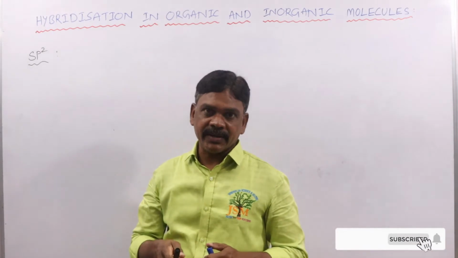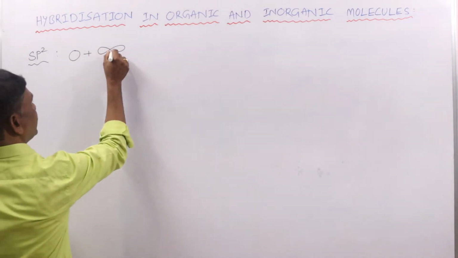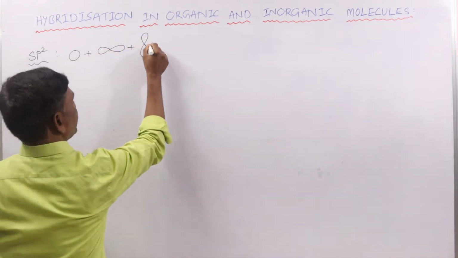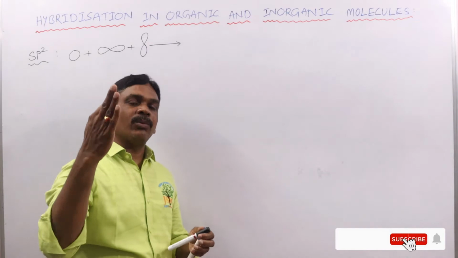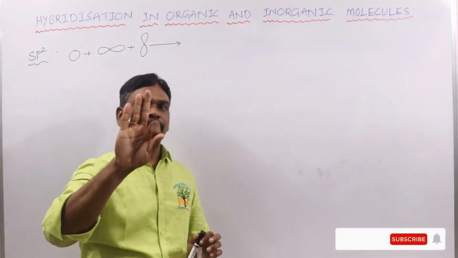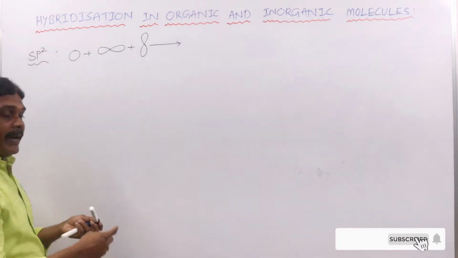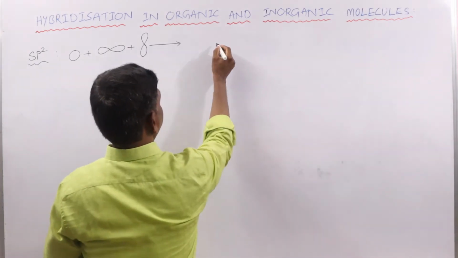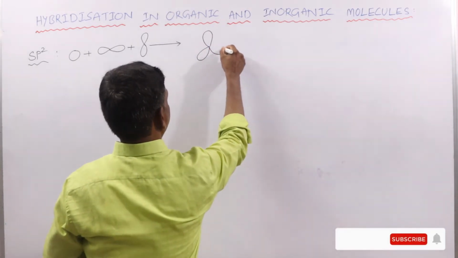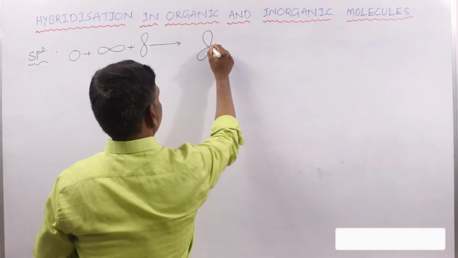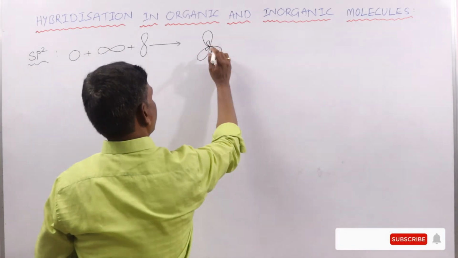Here, sp2 hybridization means one s orbital and two p orbitals combine to give 3 sp2 hybrid orbitals, known as sp2 hybridization. So these are the sp2 hybrid orbitals: first hybrid orbital, second hybrid orbital, third hybrid orbital.